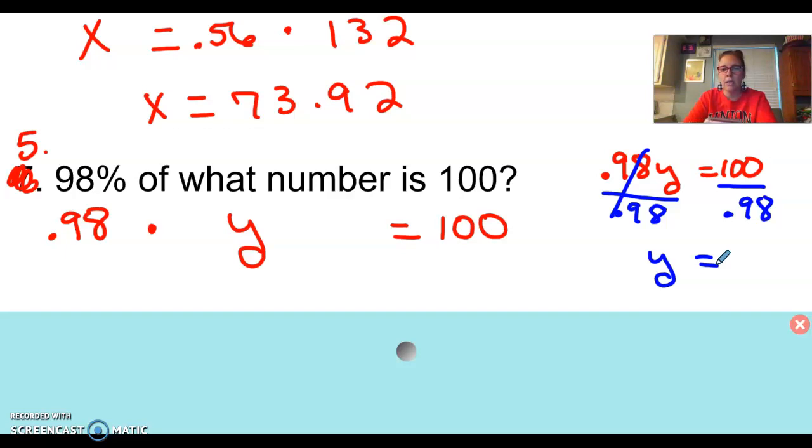divided by 0.98, which is, now this is a long number, but we'll just round it, 102.04. So it says 98% of what number is 100? Okay, so 100 is 98% of 102.